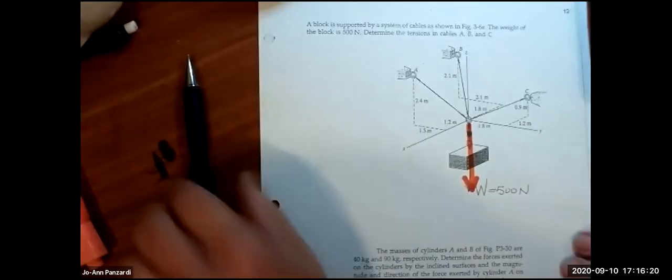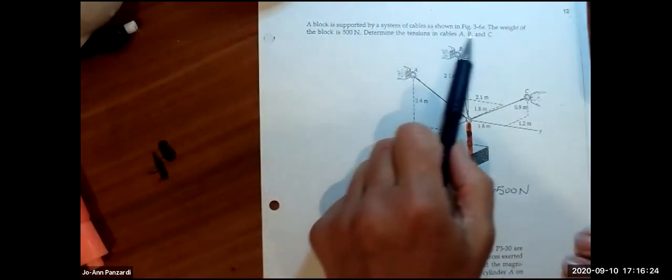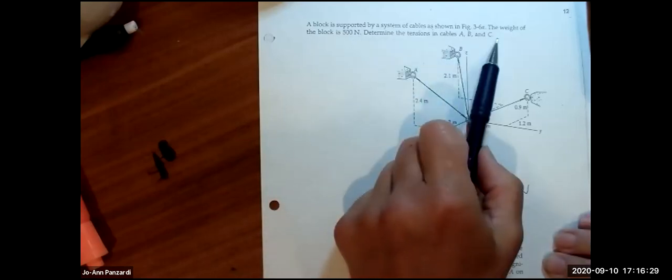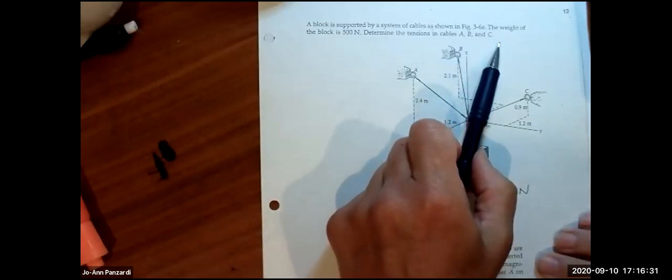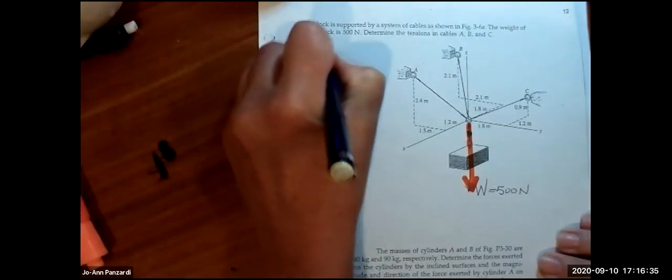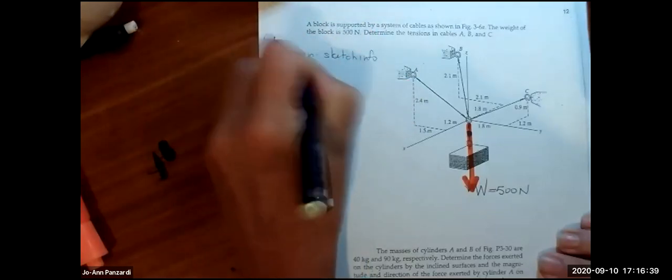All right, and then we have these cables. So let's look. A block is supported by a system of cables as shown in the picture. The weight of the block is 500 newtons. Determine the tension in cable A, B, or C. I'm up to Adam. So given, besides the sketch info, what was also given?